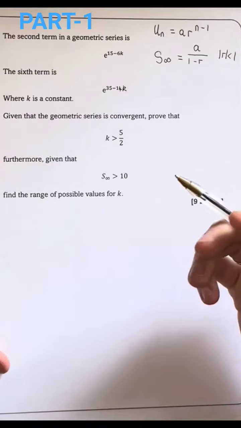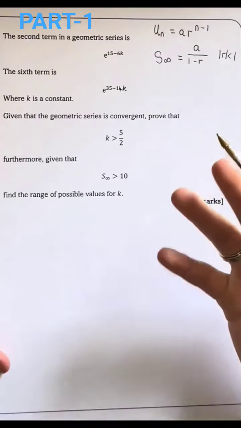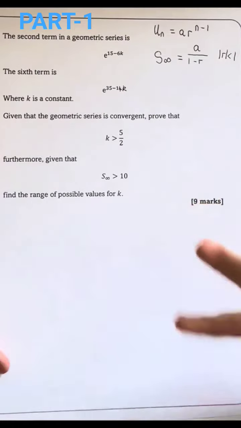over 2. And we're also told that the sum to infinity is greater than 10, and therefore we're asked to find a range of possible values for k.